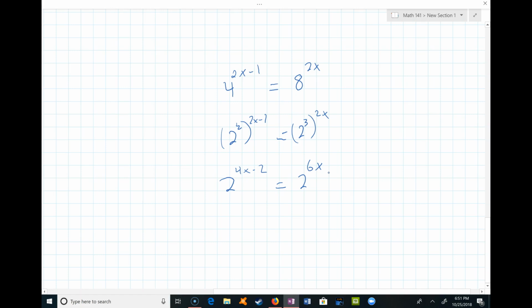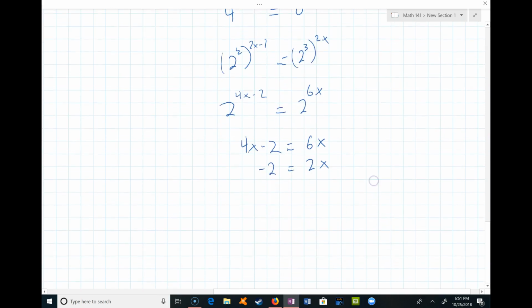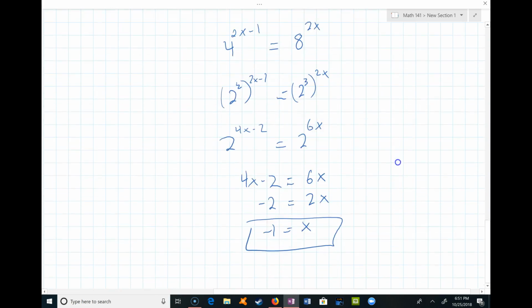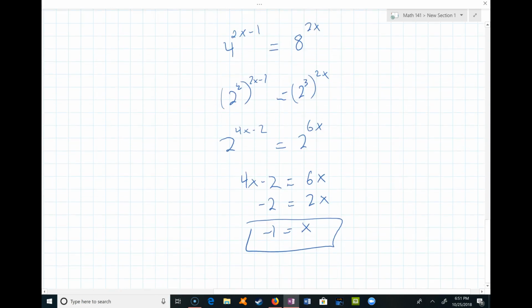And once again, since they have the same base and they're equal to each other, that means the exponents have to be the same. So that means that 4x minus 2 has to be equal to 6x. So if I subtract 4x from both sides, I get negative 2 is equal to 2x. Divide both sides by 2, and I get negative 1 is equal to x. So that would be my solution. So again, the idea with these exponentials is just to get the bases to match, and then you set the exponents equal and solve for that.